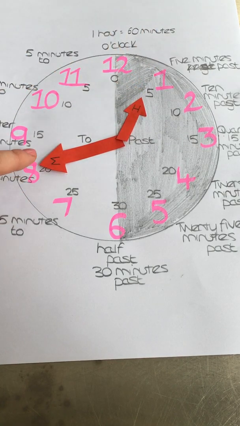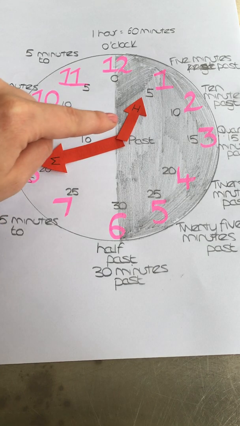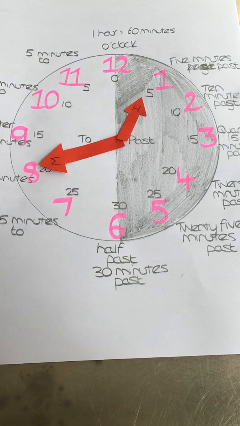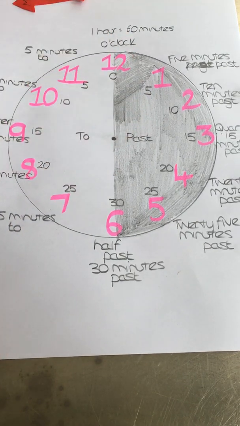So again, you could think, right, well, my minute hand is on the 2. How many minutes to? It's 20 minutes to. What's my hour coming up to? 1. 20 minutes to 1. Or you could ask them to give you a time and you put the hands on the clock.